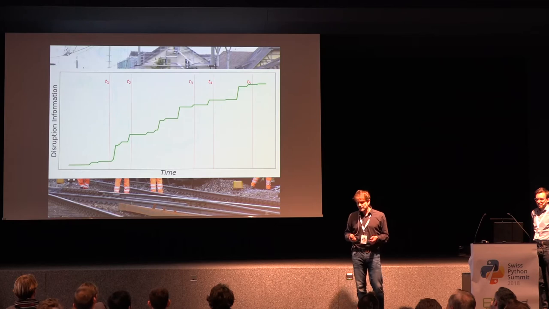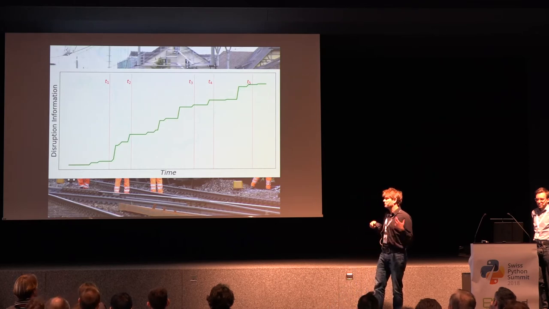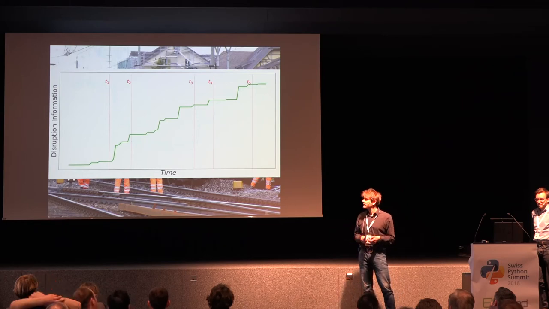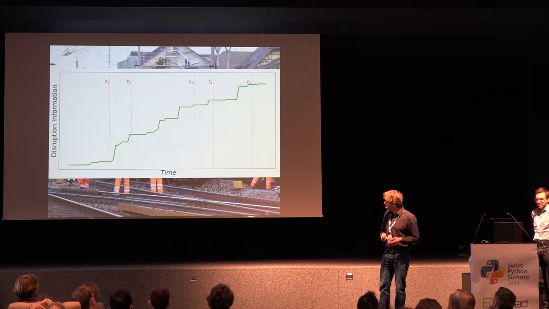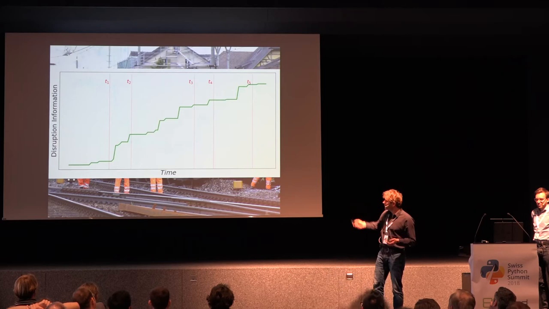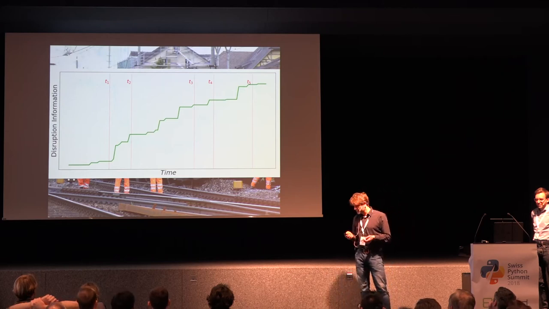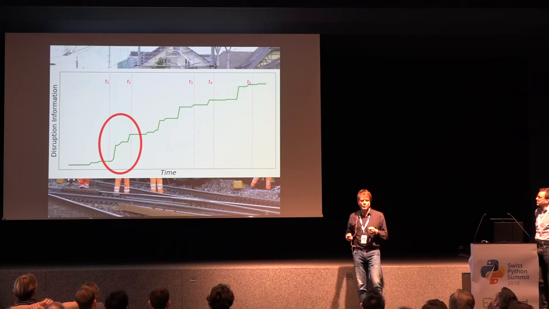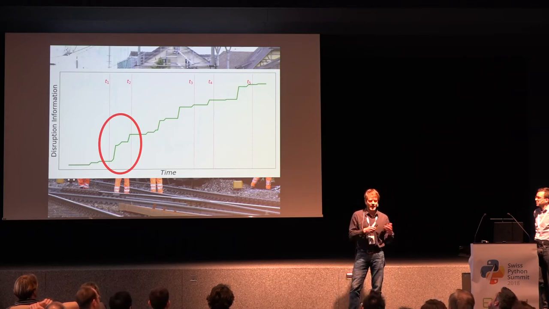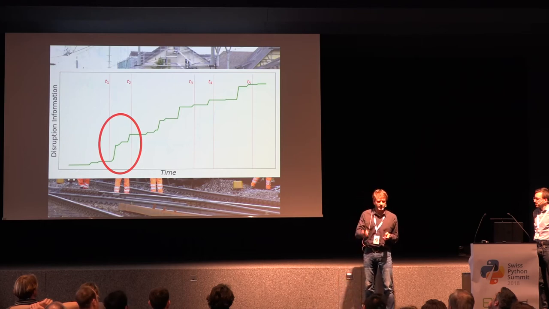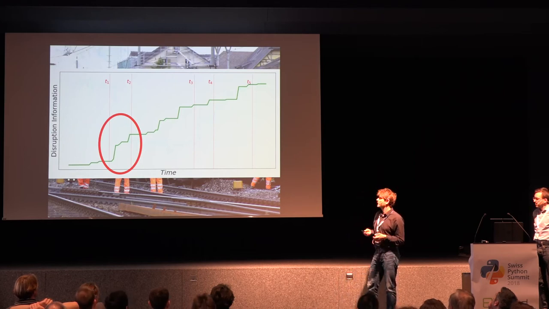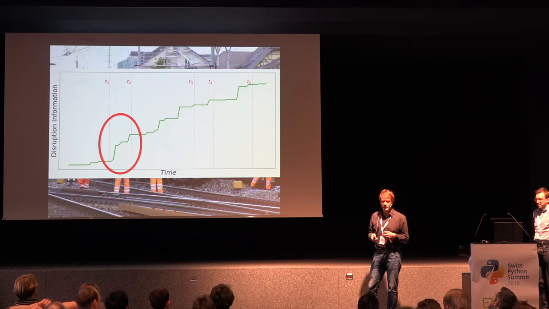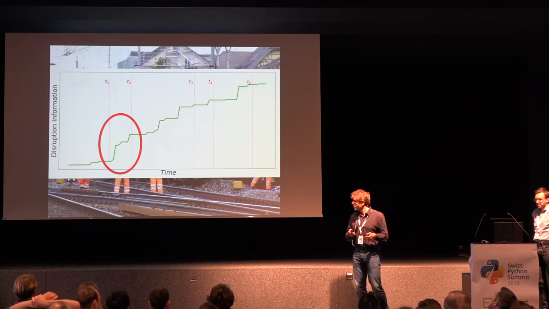The next slide shows a diagram with, we could say, the entropy of disruption information, also a symbolic diagram. You see just behind the other graph, from T1 until T2, this time period is called the chaos phase. You cannot make a prediction. It's difficult to make a prediction. You have almost no information in this phase.